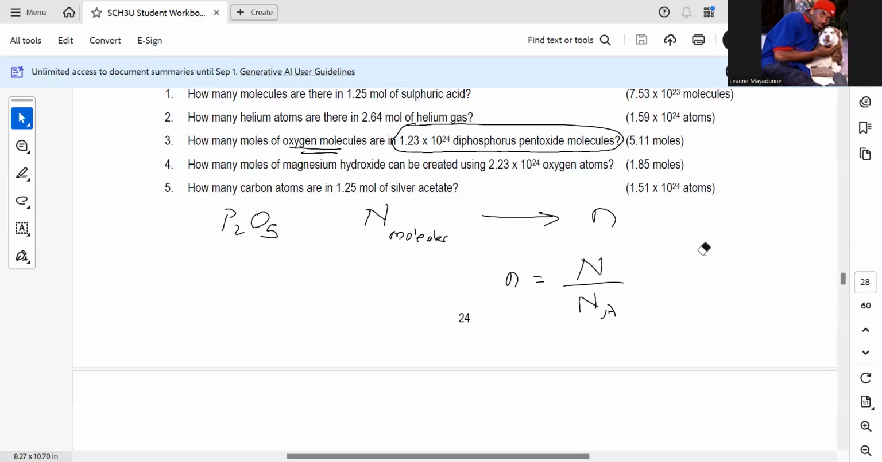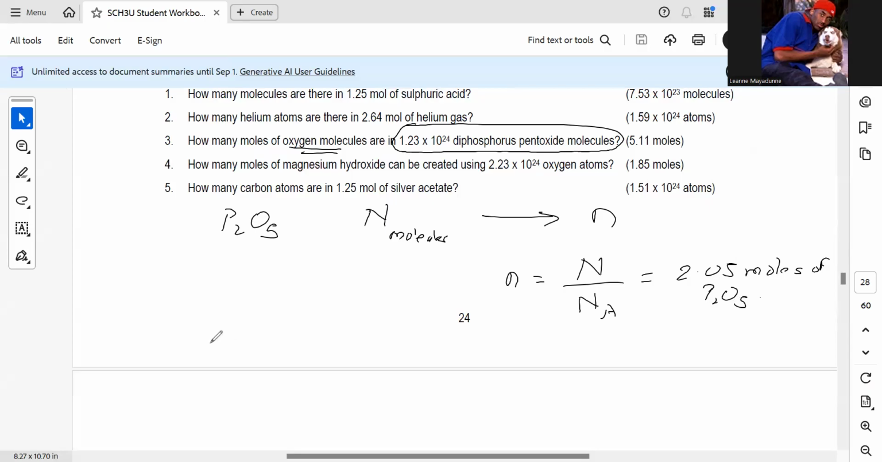Okay, that's fine. What is the number you got? I got 2.05. 2.05 moles of P2O5, correct? Okay. Right?